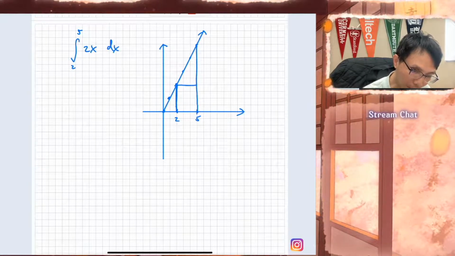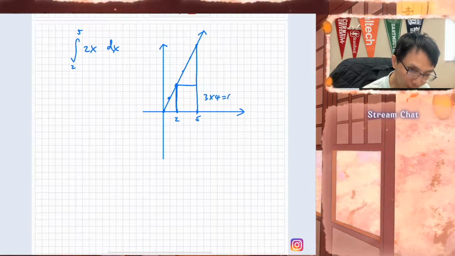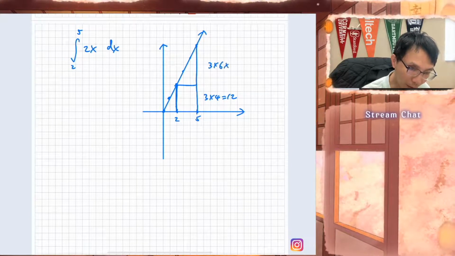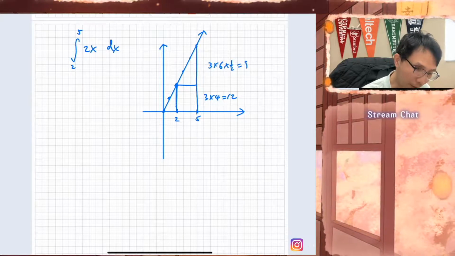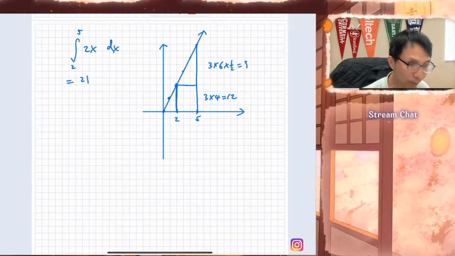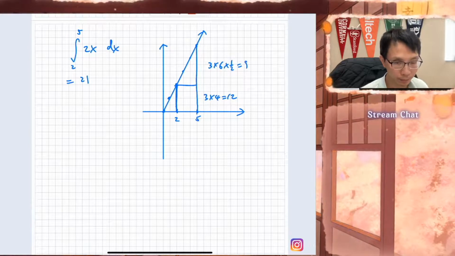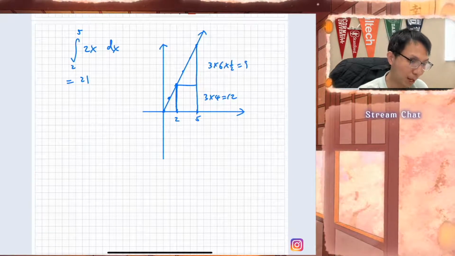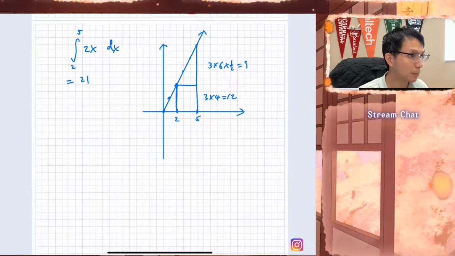And this one is going to be 3 times 4, that's equal to 12. And this one's going to be 3 times 6 times 1/2, that's equal to 9. So therefore, it's going to be 21. Now, with that being said, that's 21 geometrically.